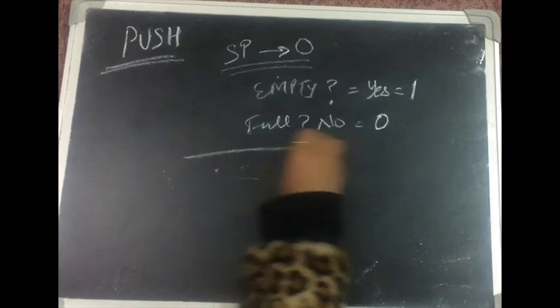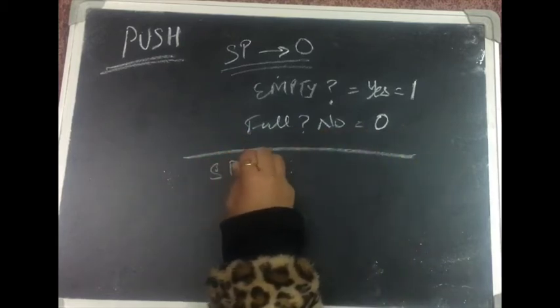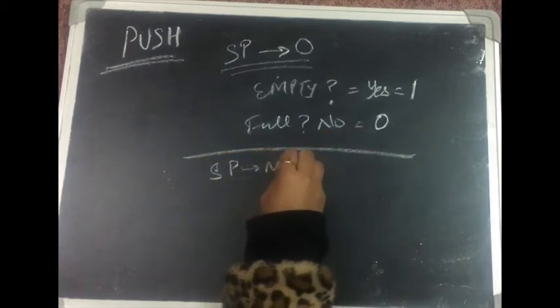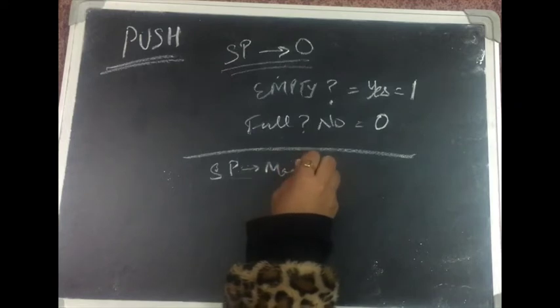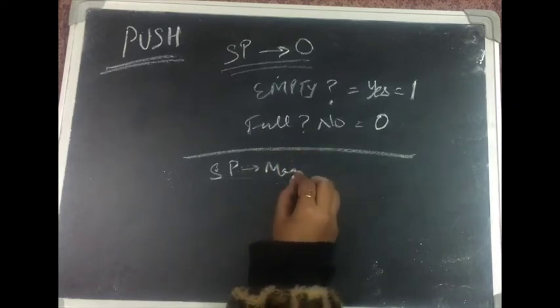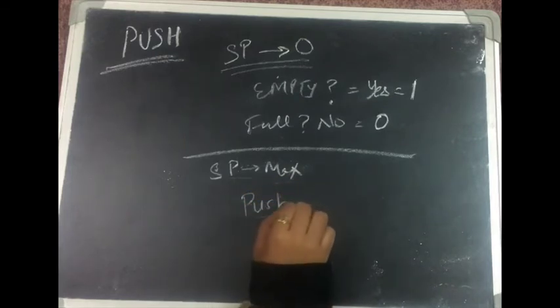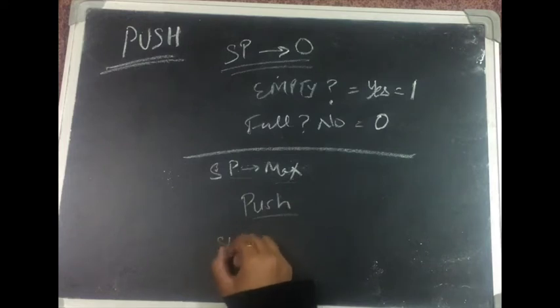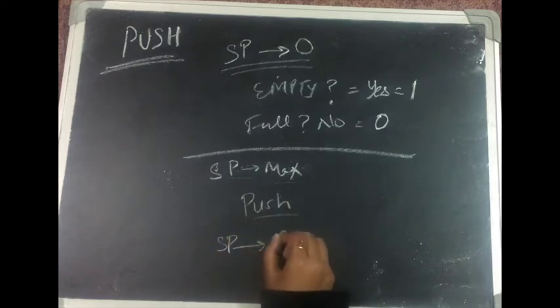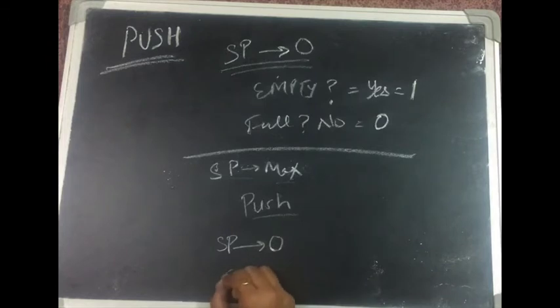But when the stack is full, what will happen? When SP is at the maximum, if I try to add one more element, SP will go to 0, and full will be set to 1. That's it. The stack is full.